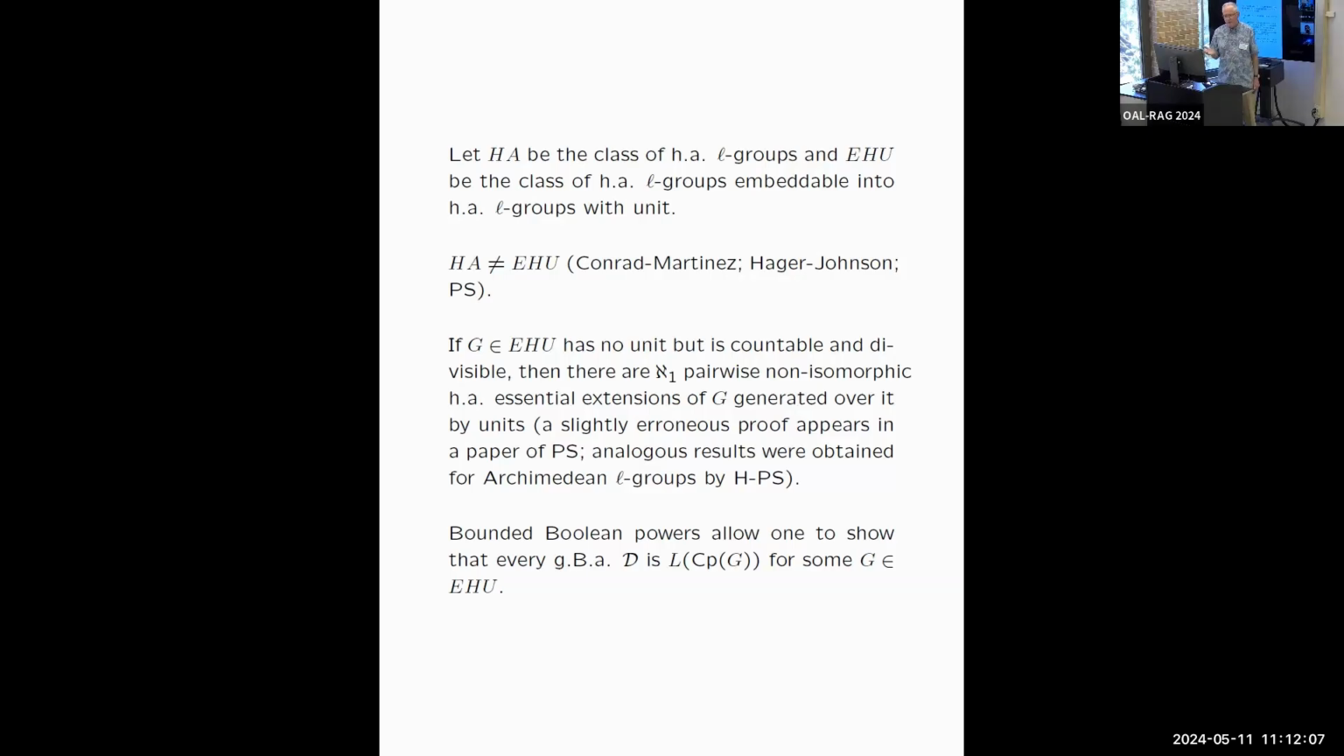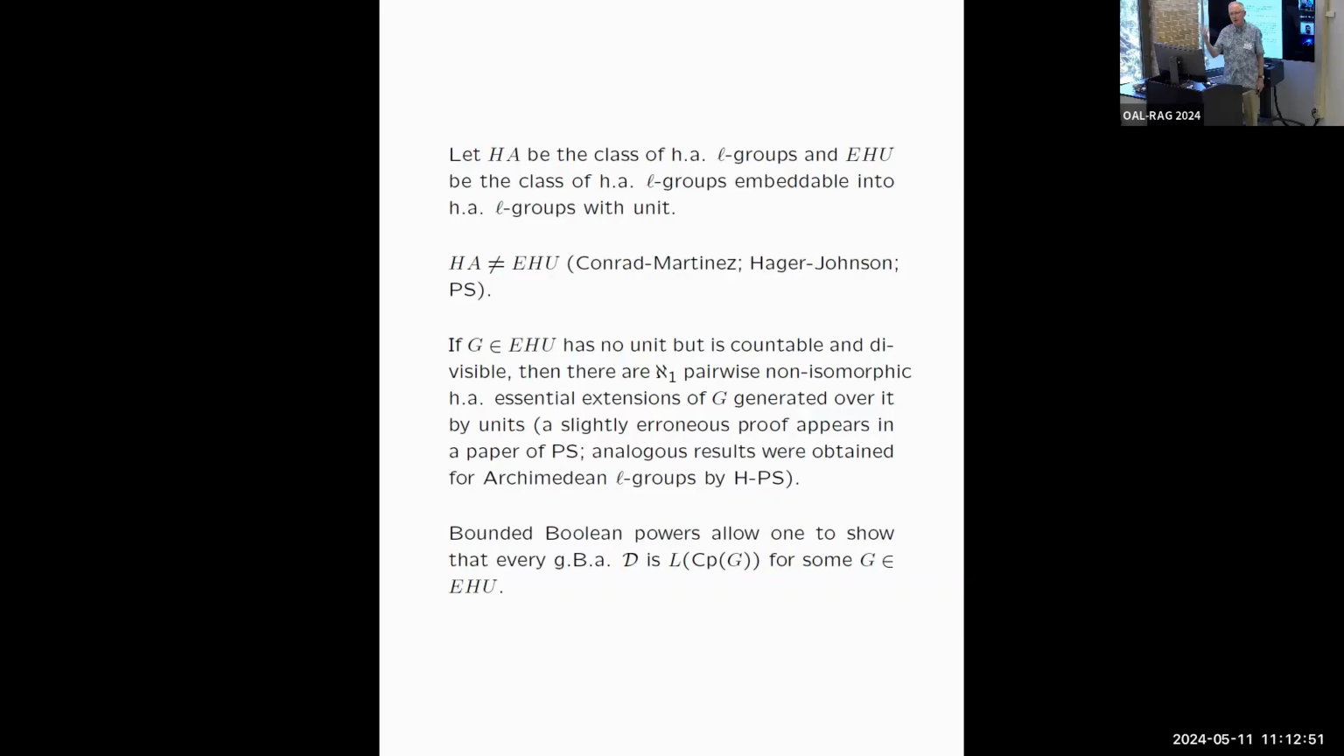And even when you can do it, there's not necessarily a canonical way to do it. However, it does turn out that if you take any generalized Boolean algebra, it is the distributive lattice associated with something, an L group that can be embedded into a hyperarchimedean L group with unit. It's a simple application of the so-called bounded Boolean powers. So that means that knowing this distributive lattice cannot rule out a hyperarchimedean L group being embeddable one-to-one with a unit.